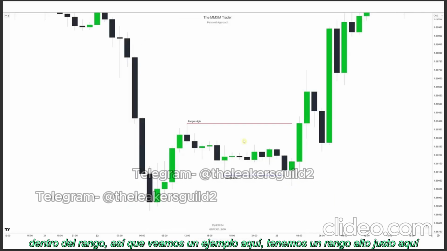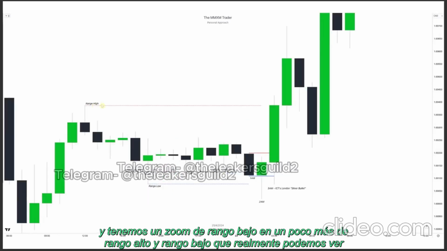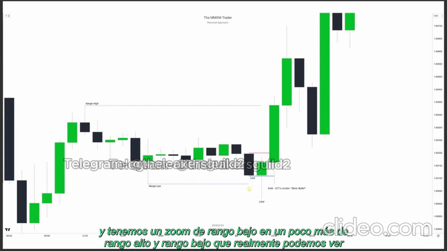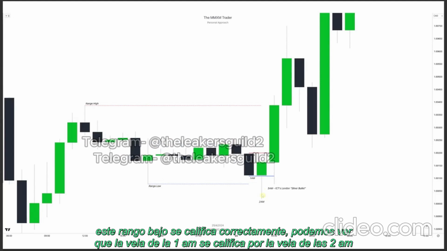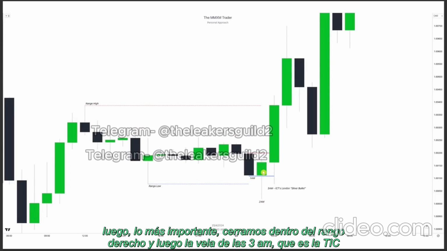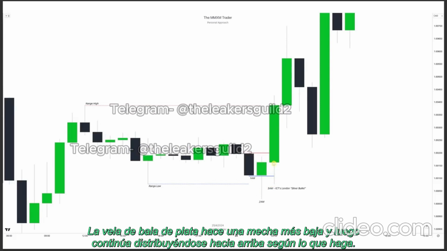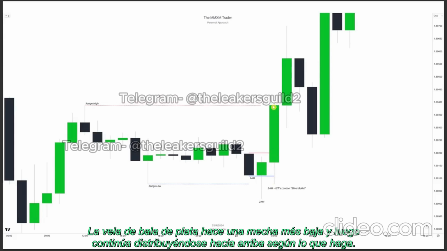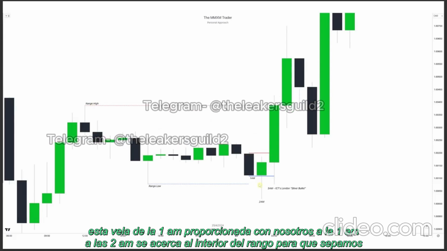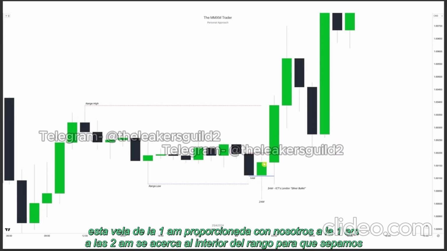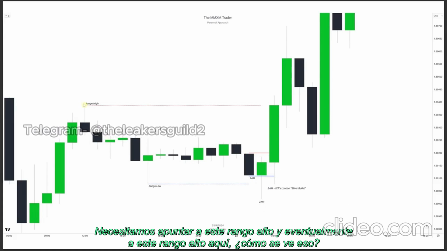So let's go over an example. Over here, we've got a range high and we've got a range low. Zoom in a little bit more, range high and range low. We can actually see this range low gets raided. We can see the 1 a.m. candle gets raided by the 2 a.m. candle. Then, importantly, we close inside of the range. And then the 3 a.m. candle, which is the ICT silver bullet candle, makes a lower wick and then continues distributing up higher based on what this 1 a.m. candle provided us. 1 a.m., 2 a.m. raid into closure inside of the range. So we know we need to target this range high and eventually this range high up here.